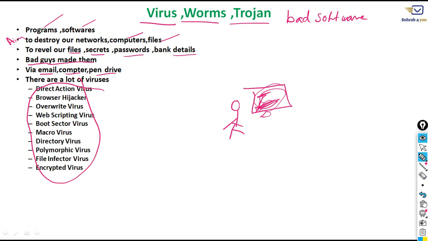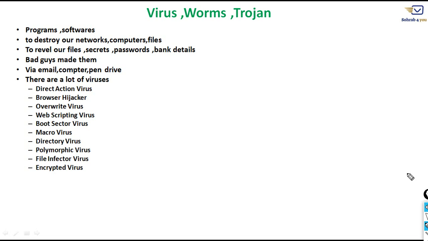So let's go to the conclusion. Viruses, worms, and trojans are all programs or softwares. The main goal of these programs is to destroy the network or computer files, and to reveal our secret files or bank details. They are all made by bad people, and they can attack you via emails, via computers, via pen drives. And there are a lot of types of viruses, worms, and trojans. So let's move to the next.